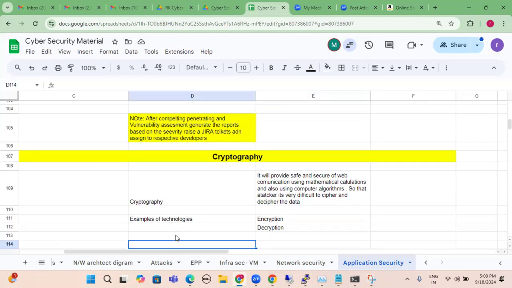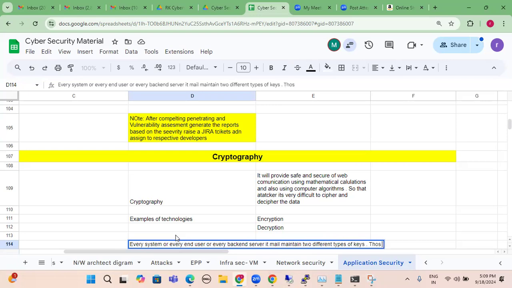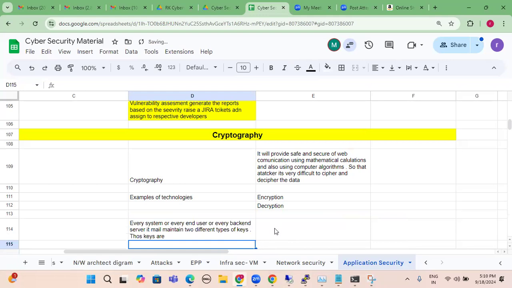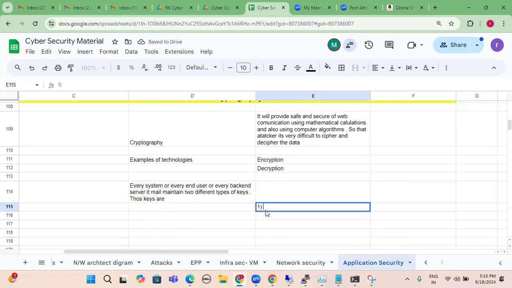And every encryption and decryption on the end user side and also the backend server side will use a couple of keys. Every system, every end user or every backend server will maintain two different types of keys. Several times in the class we discussed this. One is the public key. The second one is the private key.